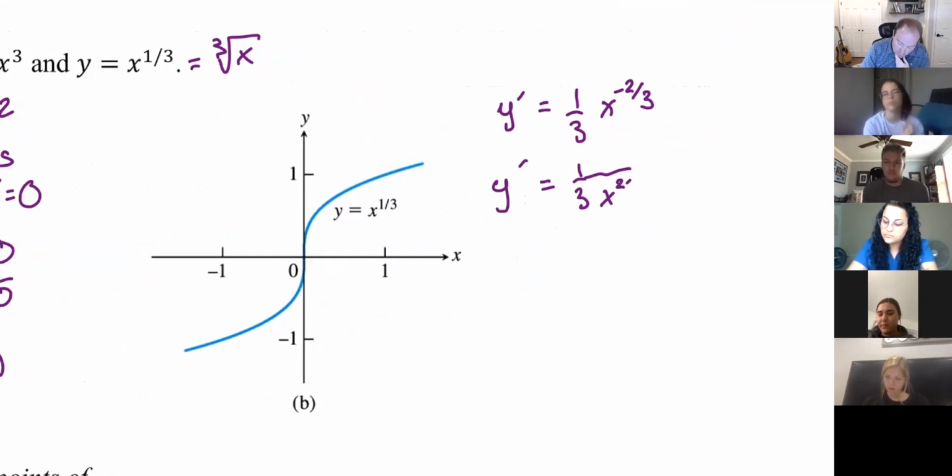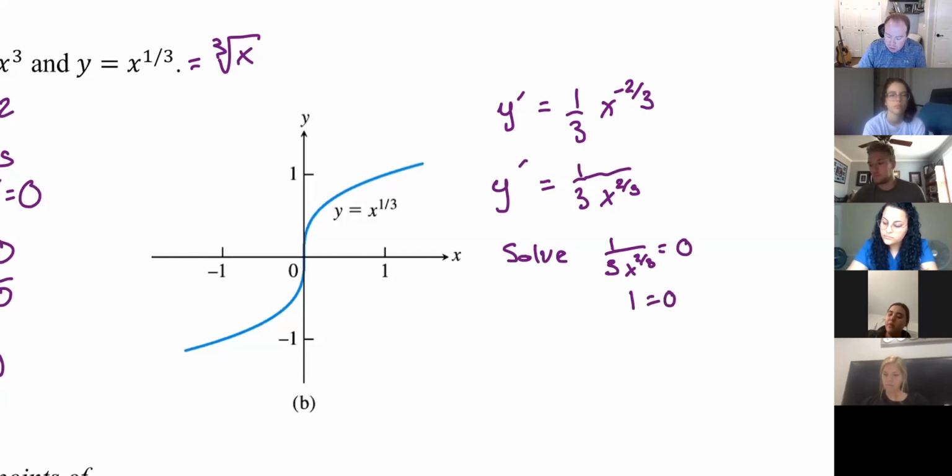Now, what if we set this equal to 0? What if you try to solve 1/3 x to the 2/3 equal to 0? Well, it has no solution. If you try to multiply both sides by 3x to the 2/3, your x will cancel out and you'll get like 1 equals 0, so there's no solution.